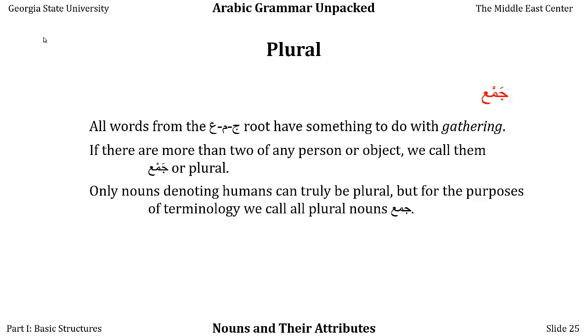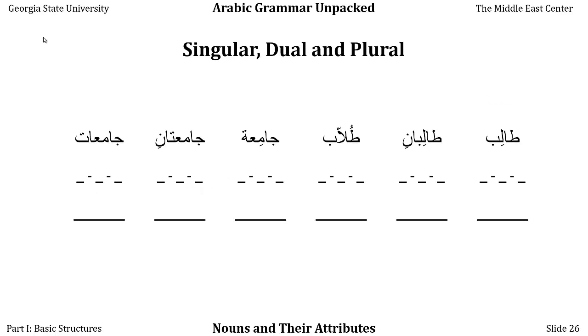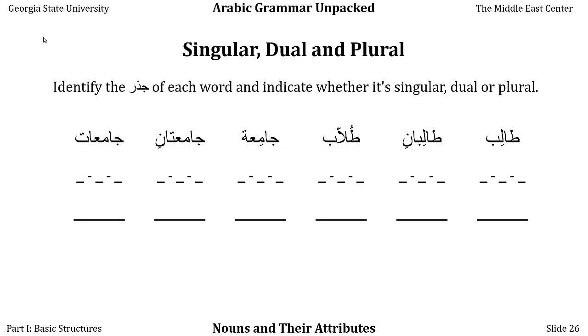But only nouns denoting humans can truly be plural. This is our rule. Non-human plural is feminine singular. But for the purposes of terminology, we call all plural nouns jam'. Again, this is a little bit confusing, but it's just the way Arabic grammar works. So, let's take a few examples. Identify the jidr of each word and indicate whether that word is singular, dual, or plural.